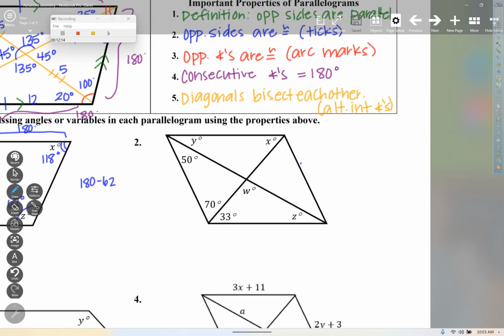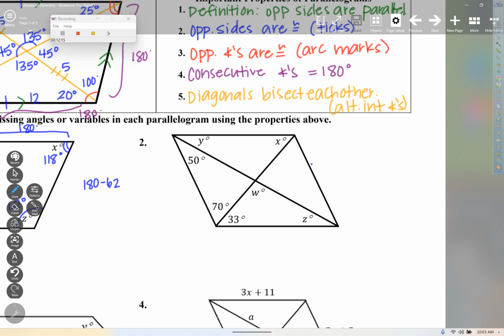Let's hop over to number 2 here. I see I have a lot of diagonals, right? So for the diagonals, there we go, we read property 5. They not only bisect each other, but they make alternate interior angles. So let's go ahead and mark all that. I know Y is congruent to Z. I know 50 is congruent to the other side of Z. I know X is congruent to 33. And I know 70 is congruent to the other side of Z, or X. Something like that, right?